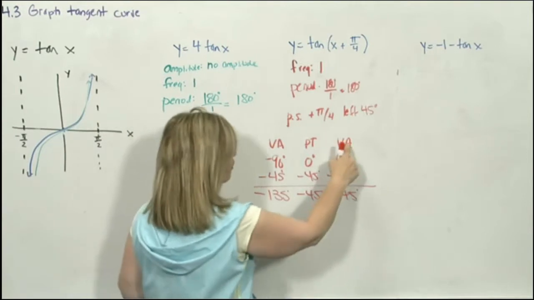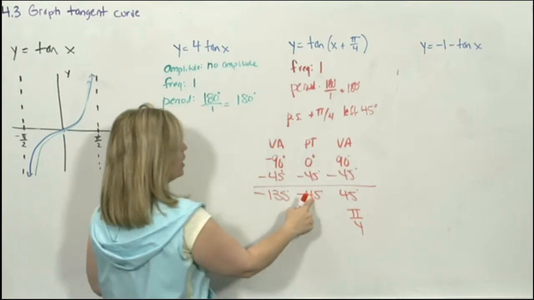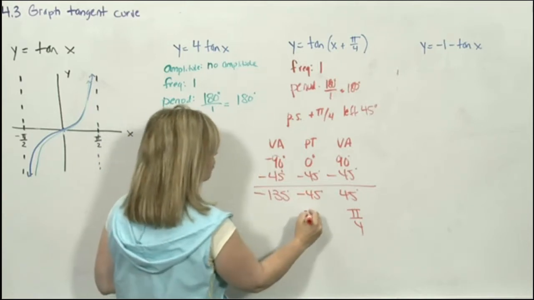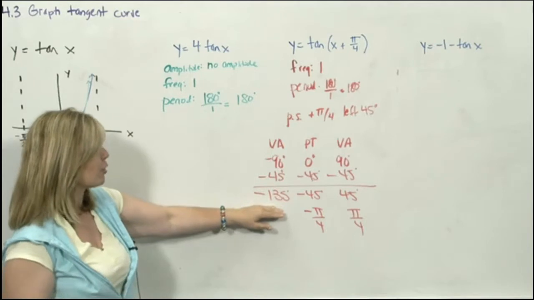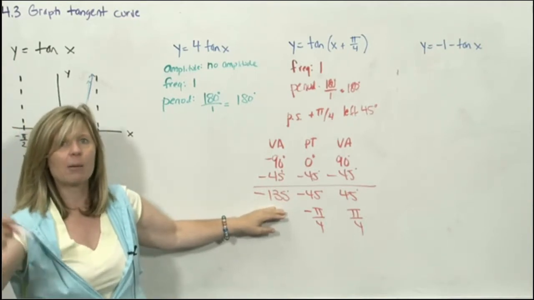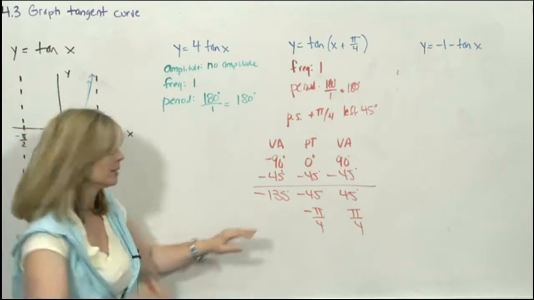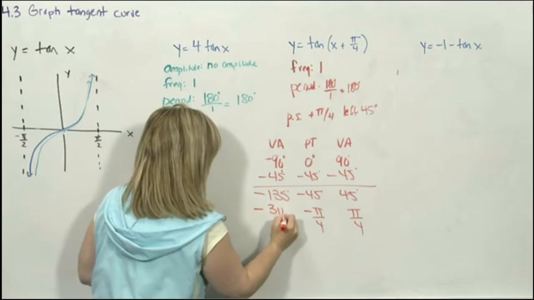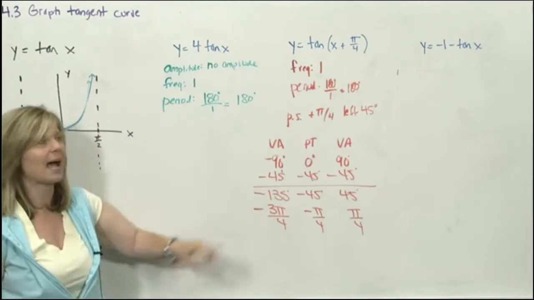We know the first vertical asymptote here is 45. That's pi over 4. We know the point is going to be at negative 45 degrees, negative pi over 4. And we know 135 is how many 45s? How many times would you add 45 to make 135? 3. So this would be negative 3 pi over 4. So now you have your setup of your x-axis.